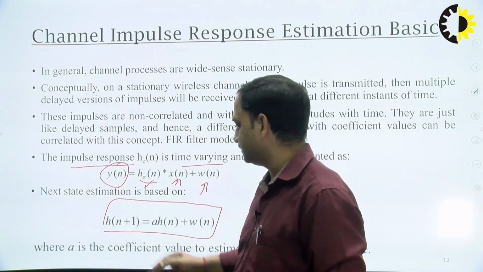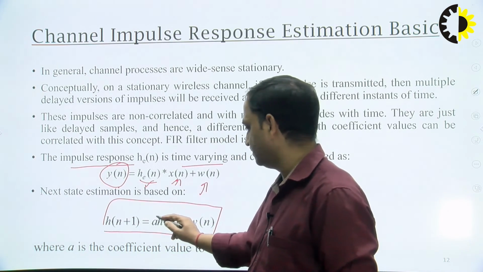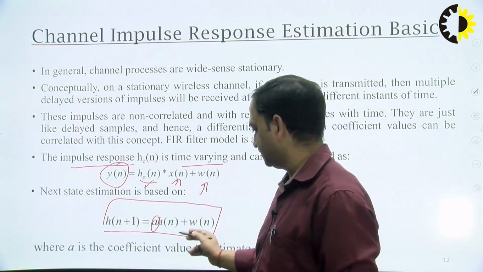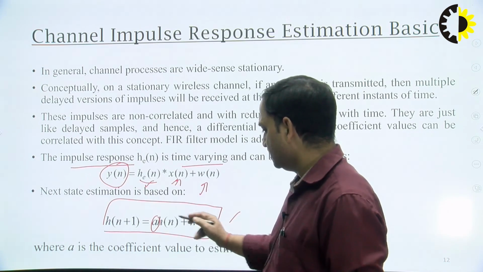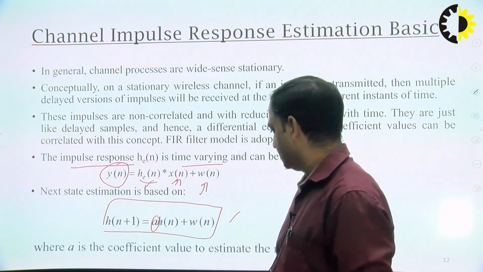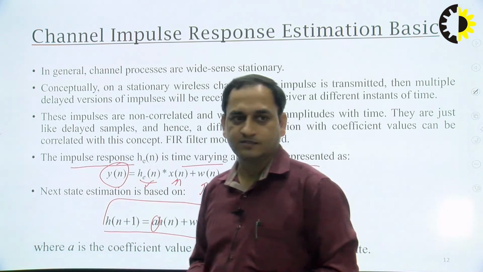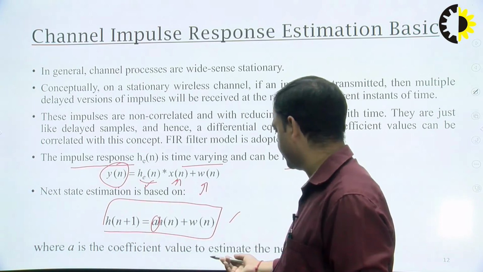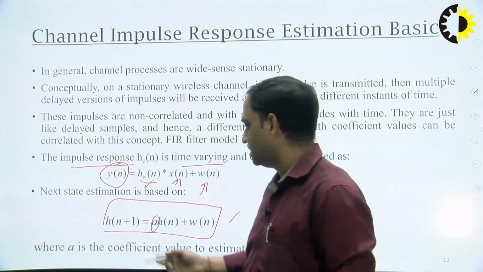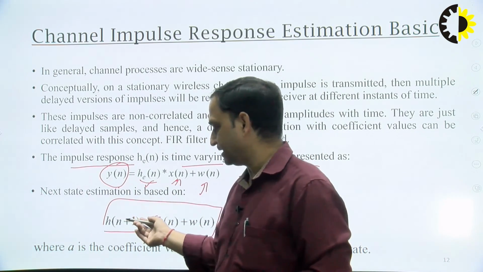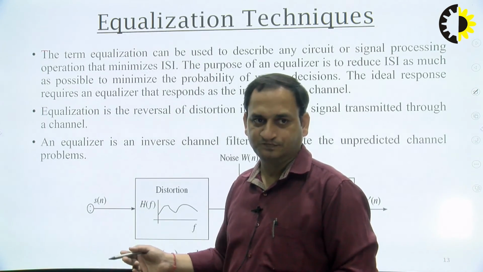So next state estimation is based on this one. Hn plus 1 is equal to A, the amplification factor, into Hn plus Wn. So this gives the next state of the channel, right? A is a coefficient value to estimate the next channel here. Correspondingly, Hn plus 1, n plus 2, n plus 3 and so on.